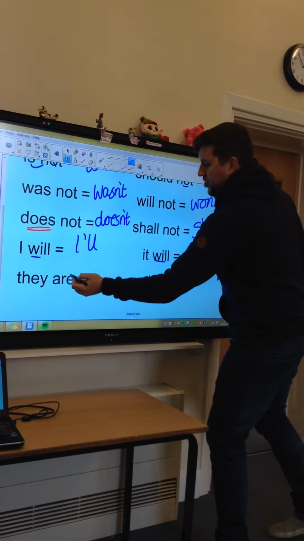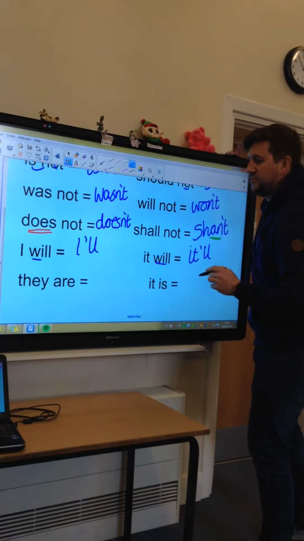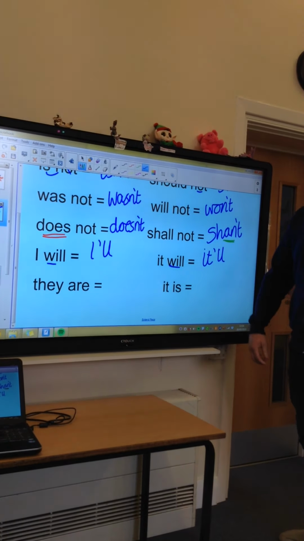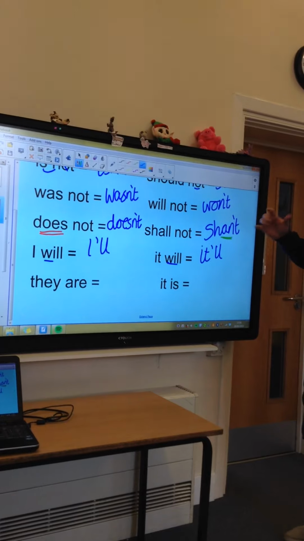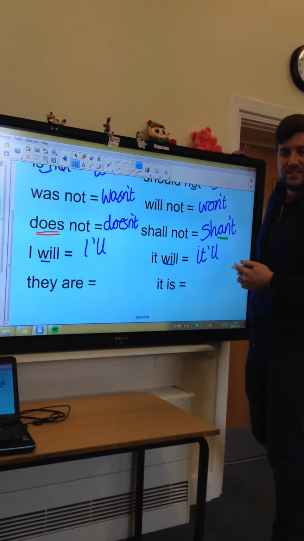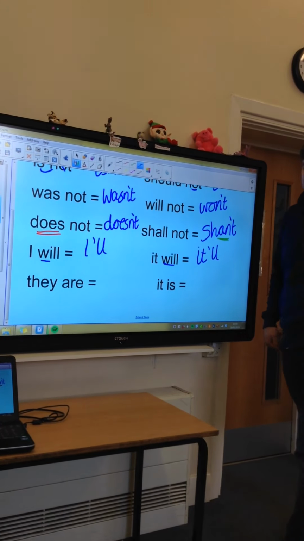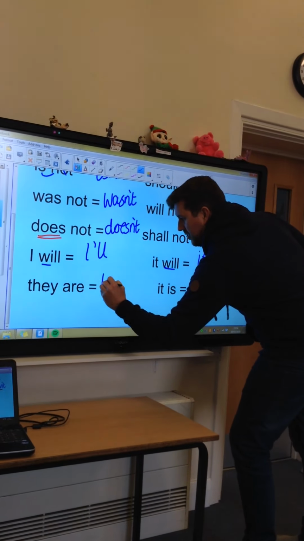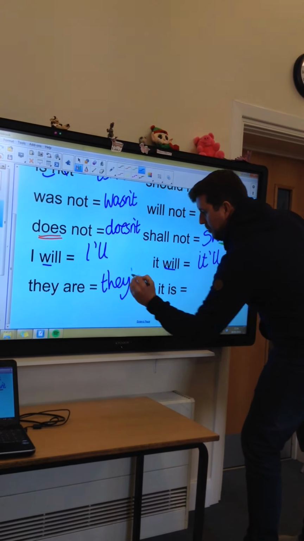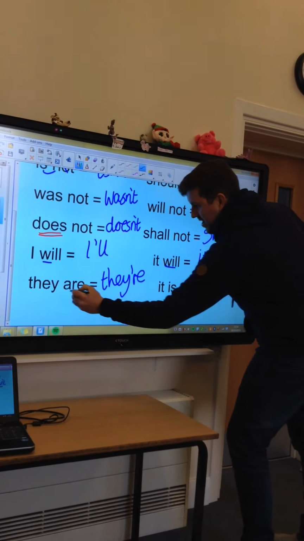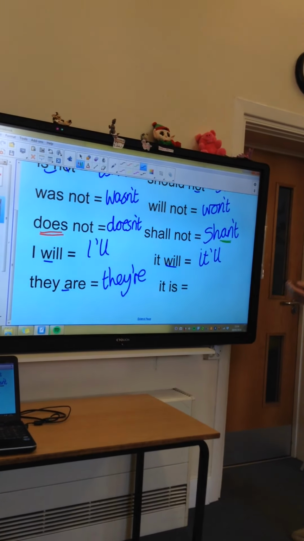Now then the final one, which I know you're all experts in, because this has been in our spelling so many times, they are, is going to become they're. So I want you all thinking, what kind of there is it going to be? It's not T-H-E-R-E, it's not T-H-E-I-R, it's our they, apostrophe, R-E. And you can see that they are going to become they're.